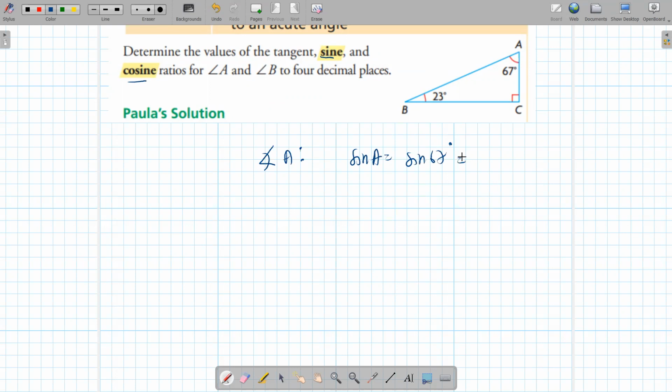They just want to put this in the calc. I don't know why, but I guess we'll just do it. 0.9205 is what I got. And then if you want cosine of A, that'll be cosine of 67. And again, you just plug that in a calculator. And that is 0.3907. And you do the same thing for B.